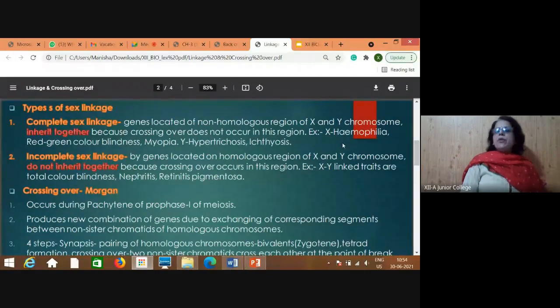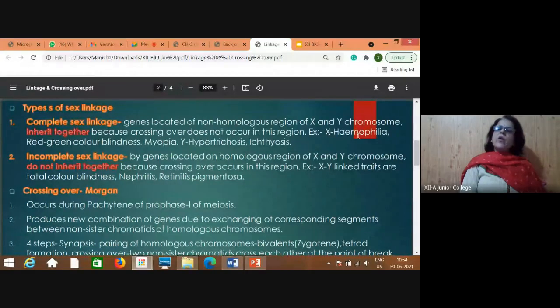So examples of this are hemophilia, red green color blindness, myopia, hypertrichosis, ichthyosis. Now see, hypertrichosis is a very common example you can remember for complete sex linkage. That means this is related to the Y gene only, and these two examples are related to the X gene only, that means the X chromosome only. Hemophilia, red green color blindness, myopia: these are the examples related to the X chromosome.